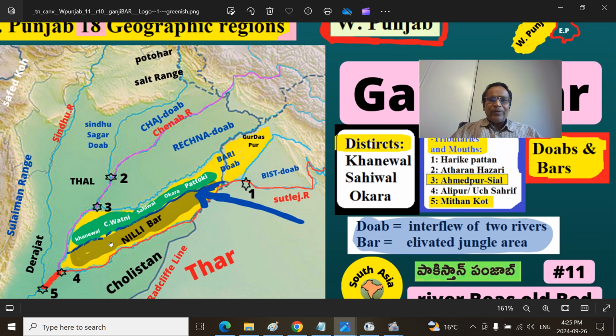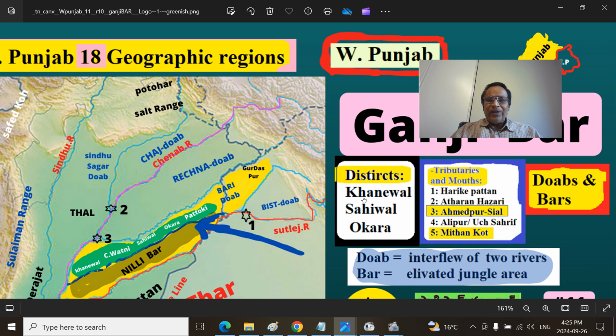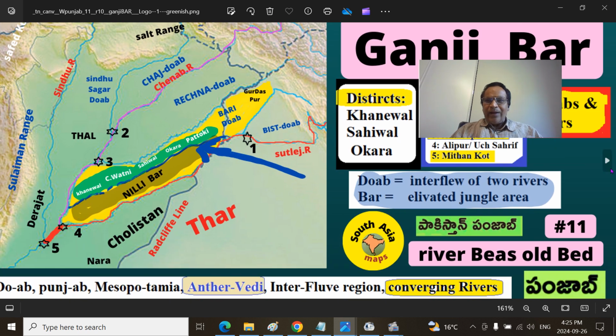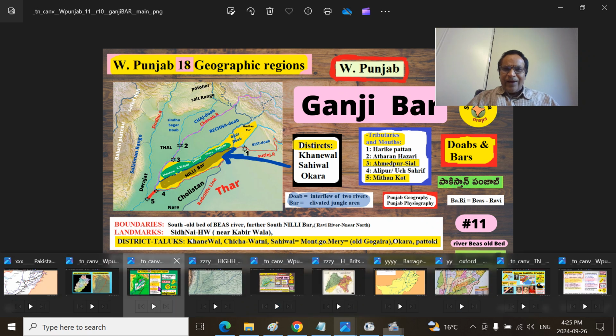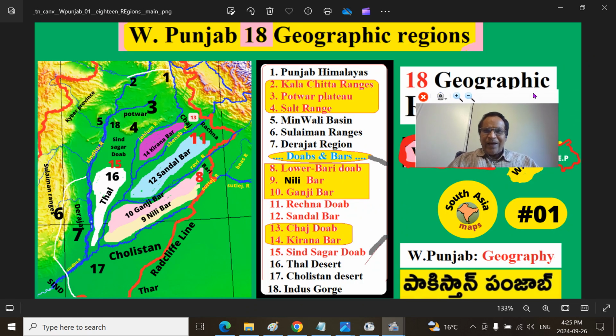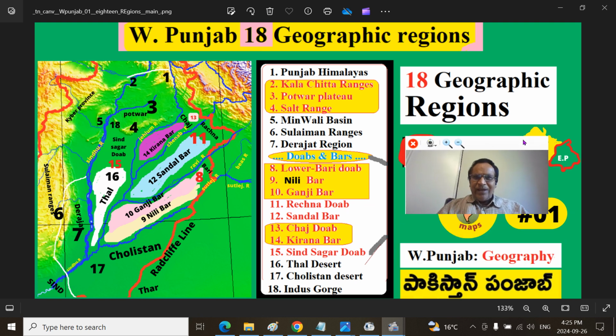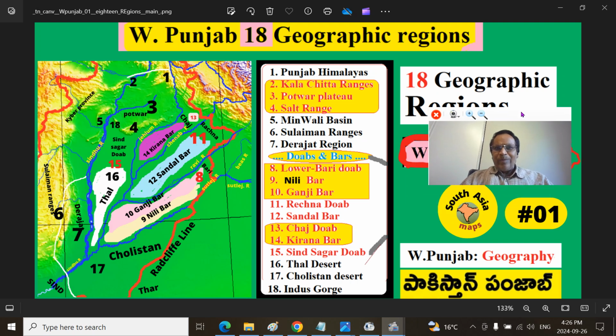So I have put the landmarks there. You can look at them. And the same thing we look at here. In the beginning, I described the 18 geographic regions of Paschim Punjab. If you remember that map, that is part one, and you will broadly understand what we are talking about, the boundaries. You have to conceptualize this map, that will be very helpful.